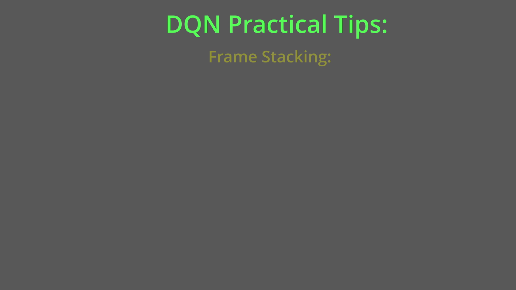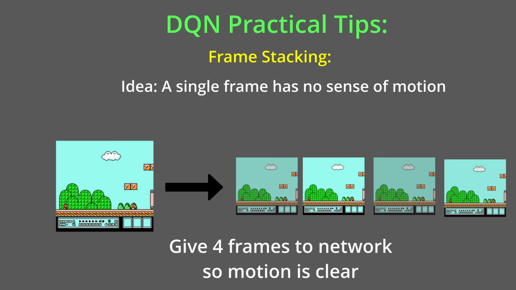The first is frame stacking. If we only give the agent a single image, it has no sense of motion. Mario could be moving or enemies could be moving, and we really couldn't tell from just a single image. So instead, we stack several recent frames together. This gives the network a short memory and lets it infer movement.